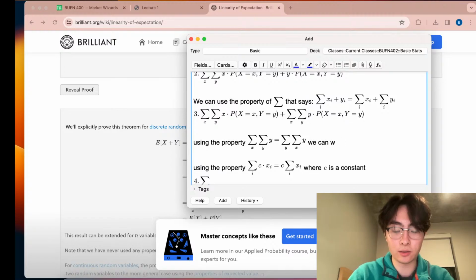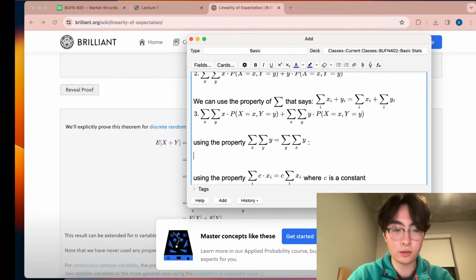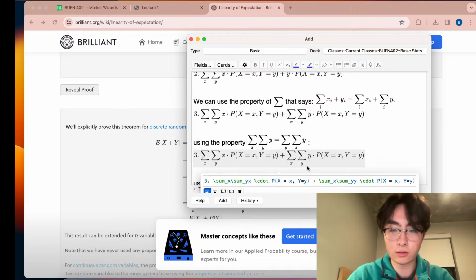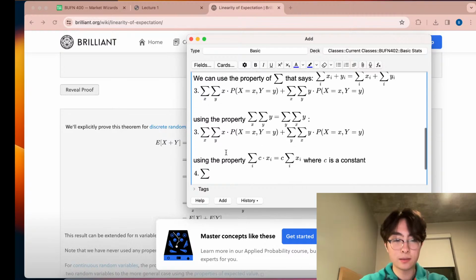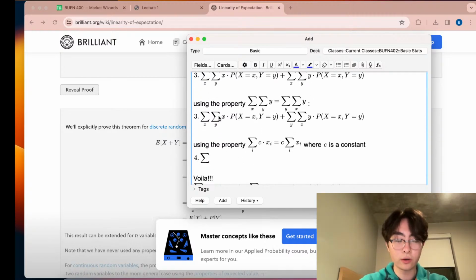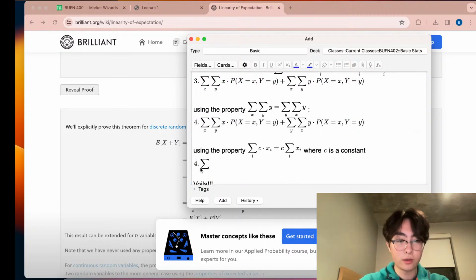Can write, so all we have to do now is just swap the two. Yx. Oh shoot, wait. Yx. Okay. This should be 4. There we go. And this should be 5. Alright.